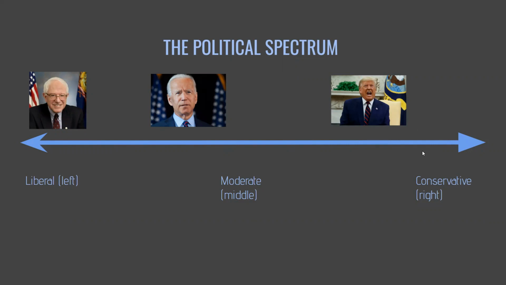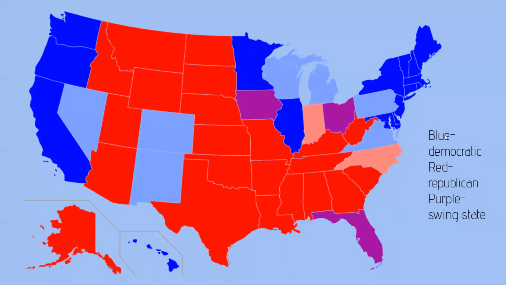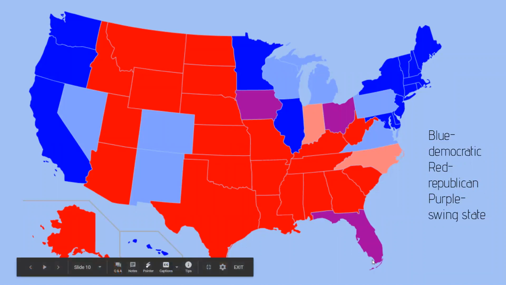He's more Republican here, but Mike Pence is even more conservative than Donald Trump. So here we have the states and what party they support. If you notice here, the coast typically supports Democrats, and the middle section typically supports Republicans, and purple means swing state, which means they vary each election.